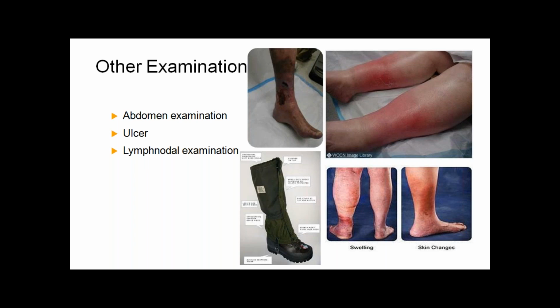The other important examination is the low abdominal examination, because in pelvic tumors or in pregnancy also there is a risk for development of varicosities. If at all there is an ulcer, again we have to examine and write in detail about the ulcer: same inspection, palpation, all those things. And the last one is the regional lymph node examination.